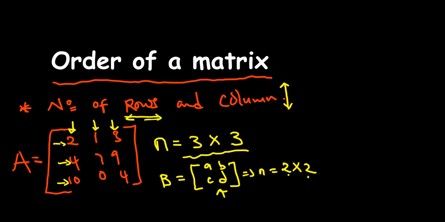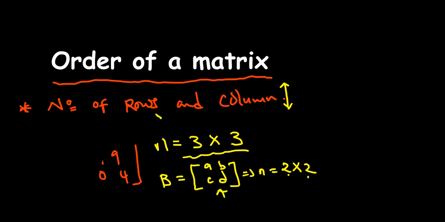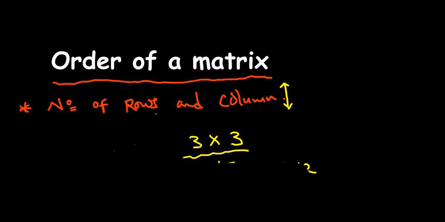Right. When we are looking at the order of these matrices, we have some special matrices that you should be aware of. I'll mention those special matrices. The first matrix that you should be aware of is what we call a column matrix.